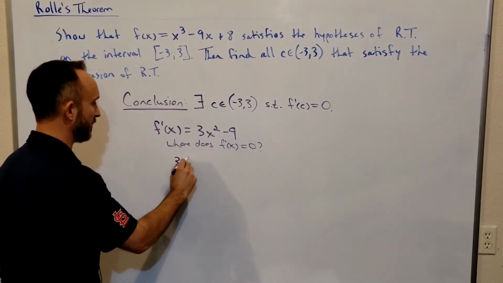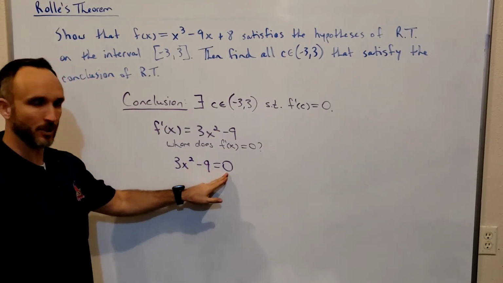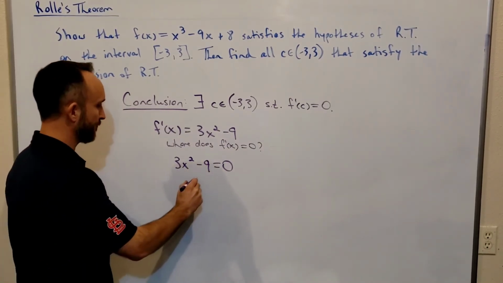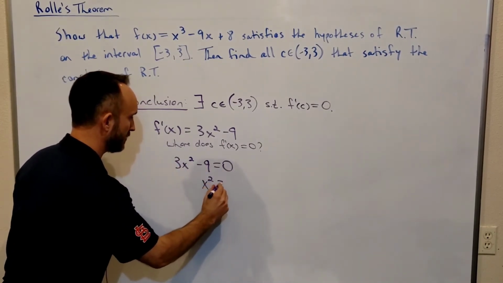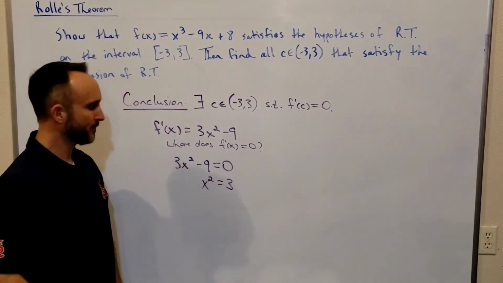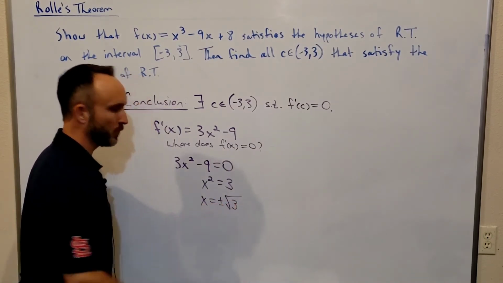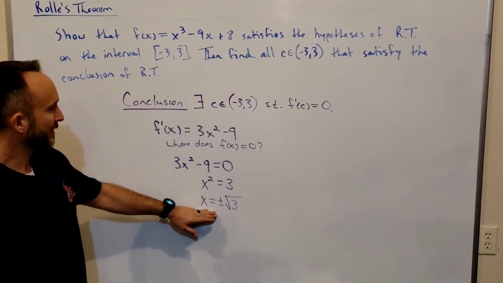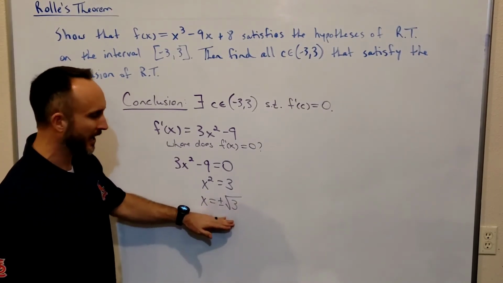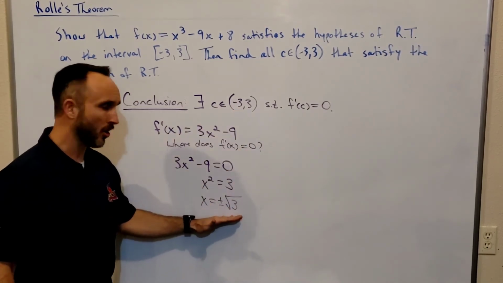So 3x squared minus 9 equals 0, right? That's the derivative equals 0. We're going to solve for x now. So add 9 and divide by 3. So x squared would equal 3. And if we take the square root of both sides, we get plus or minus the square root of 3. Okay? Now, we're looking for any c values or any x values that are between negative 3 and positive 3, and both of these are.